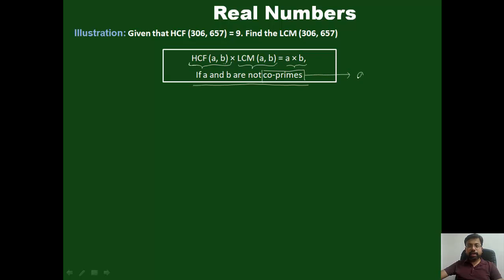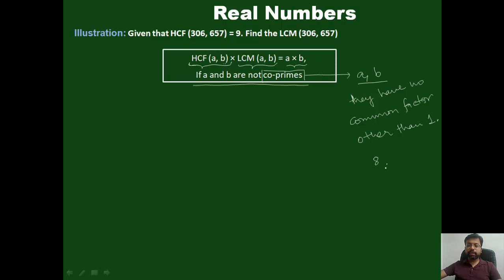Two numbers A and B are said to be co-primes if they have no common factor other than 1. So if two numbers A and B have no common factor other than 1, then they are called co-primes.